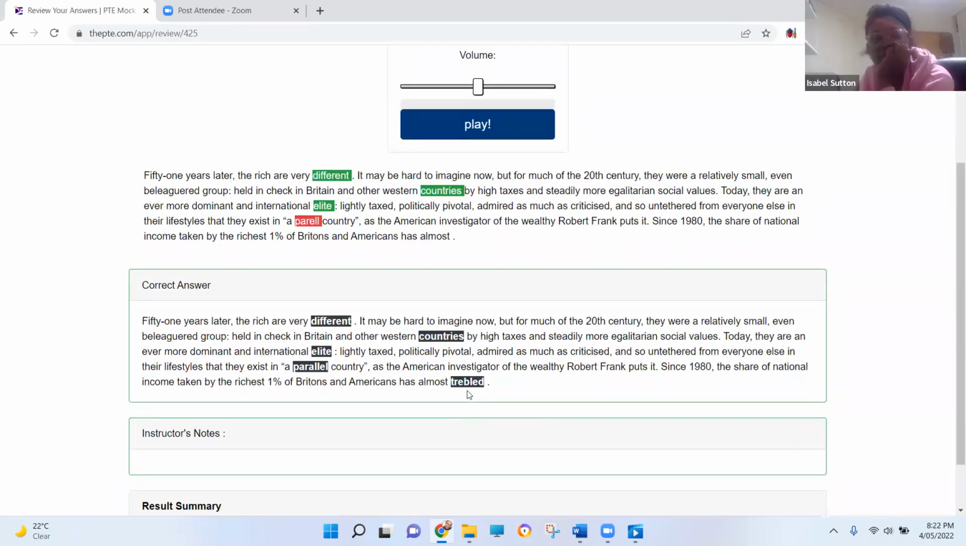Travel. Very good. Troubled. So different, countries, elite, and parallel. This is how you write parallel in English. Okay. Is it the same as Portuguese or different? Which one? This one. A little bit different. A lot different. Okay. Yeah.